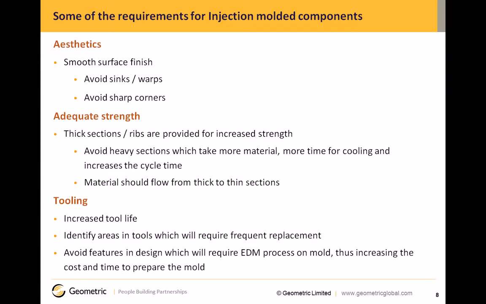These products need to have adequate strength to ensure that they provide great use for its end users and live its complete life cycle. There are various guidelines for this. For example, we need to avoid heavy sections. The materials should flow smoothly from thick to thin sections.